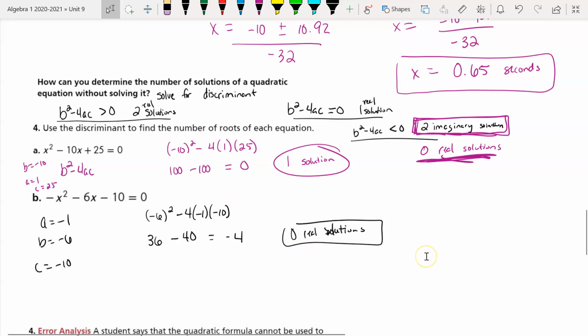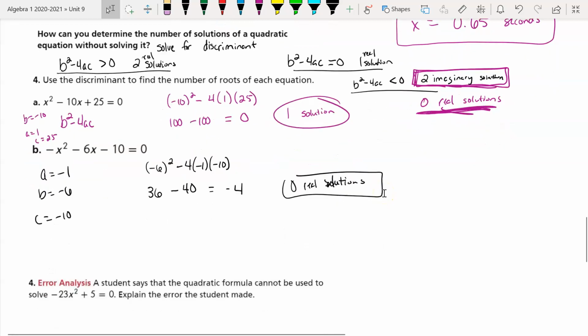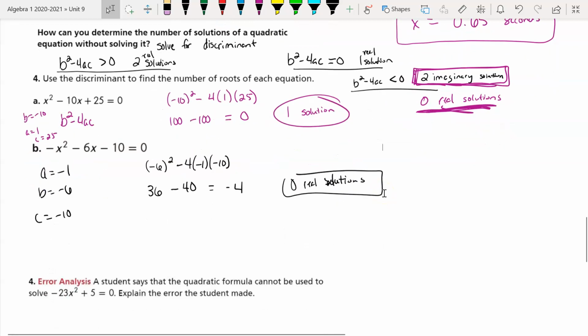And roots are called solutions. They mean the same thing. Just another key word that you need to know. So roots are solutions, and we should have talked about that before.